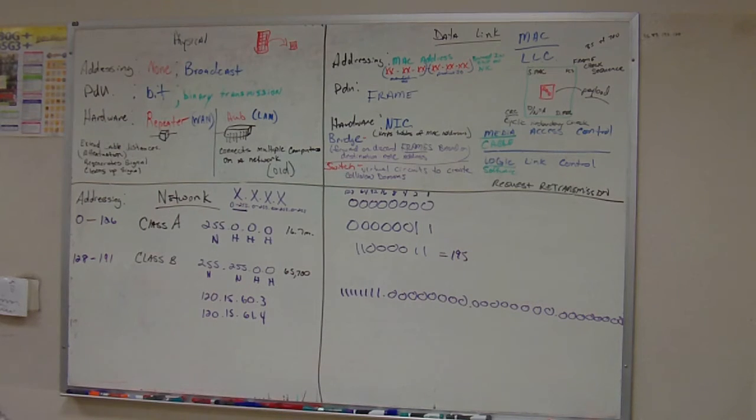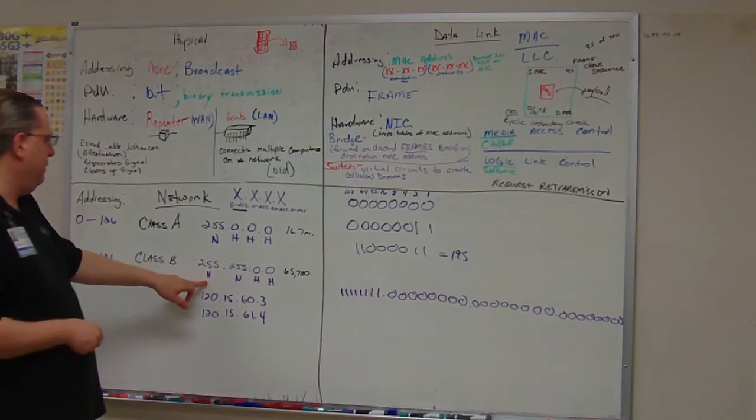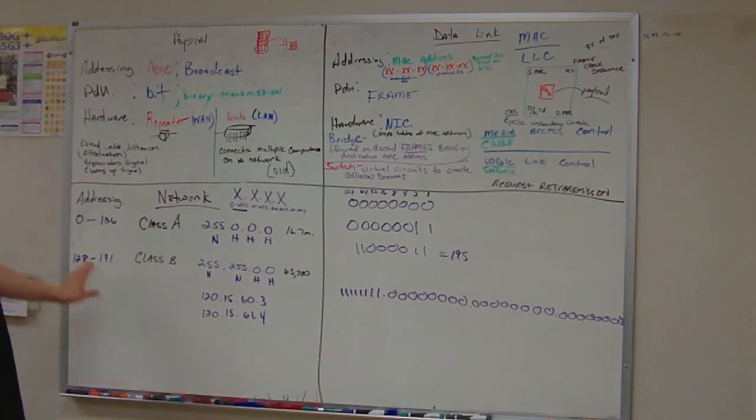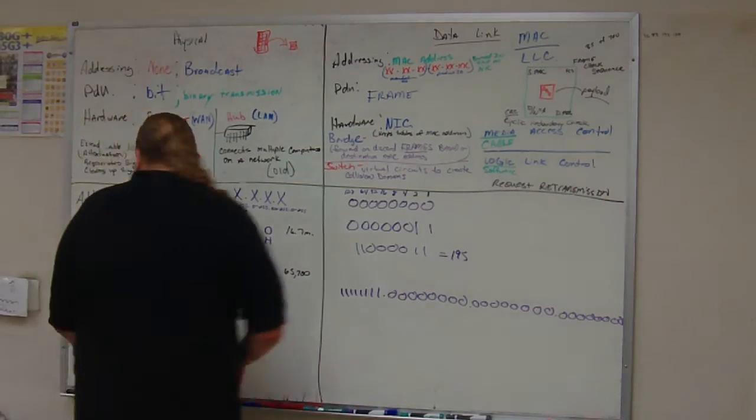Usually, with Class B, the first two octets are the same. They're not necessarily the same, but the first two identify the network portion, if the subnet mask is 255.255. These two numbers are important together, and let me show you an example first of how you might see those together.